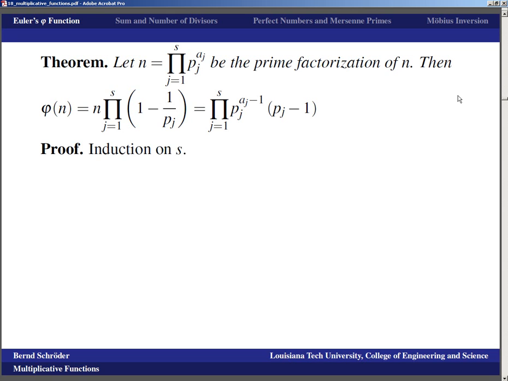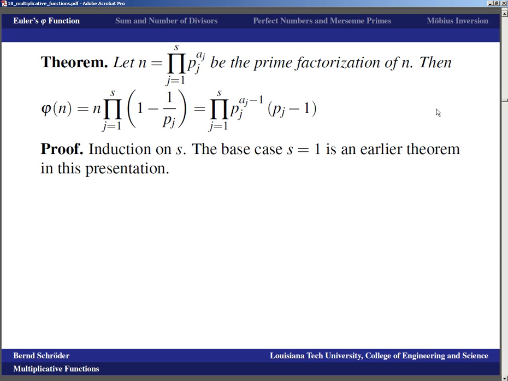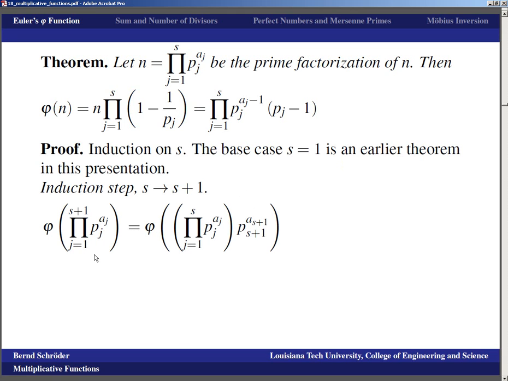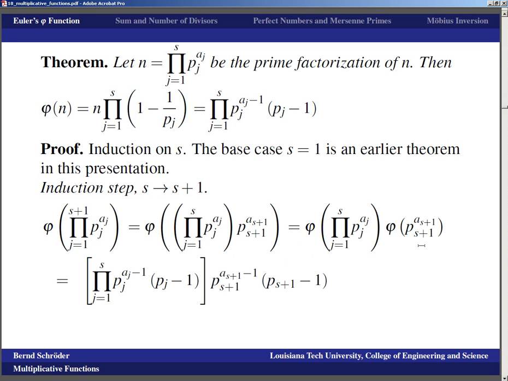Okay, so how do we prove that? Well, probably induction. And the base step is an earlier theorem that we have just shown. The induction step s to s plus 1 shouldn't be that bad because we take phi of the prime factorization, we split off the last factor, and we use multiplicativity because p(s+1) has greatest common divisor 1 with the remaining product here. So this is phi of the product of the first s prime powers times phi of the last prime power.